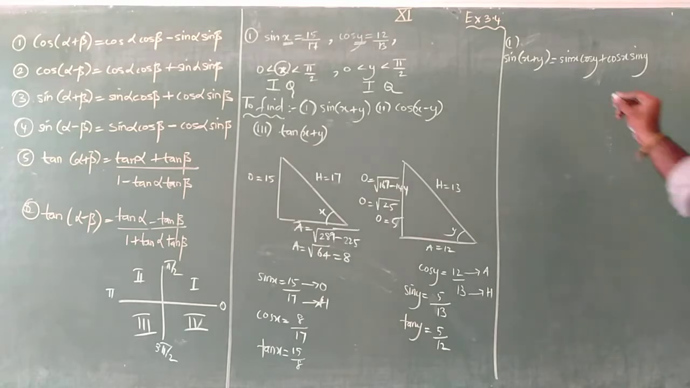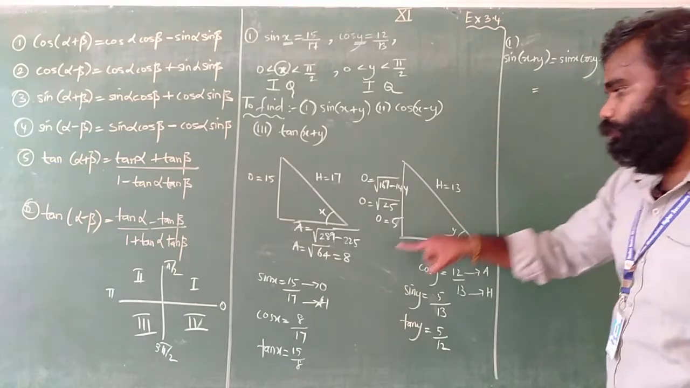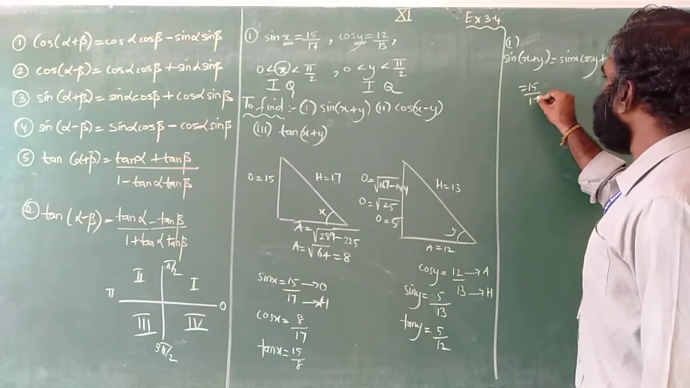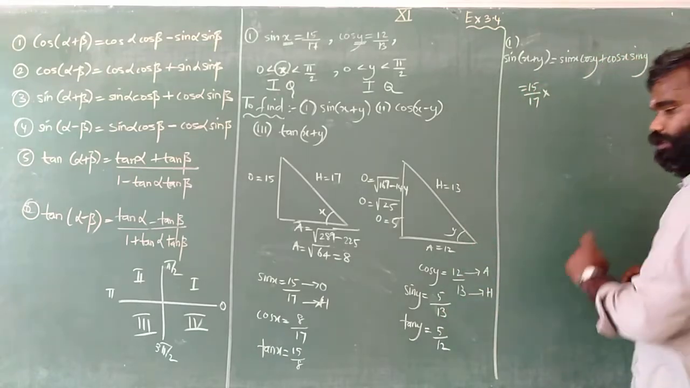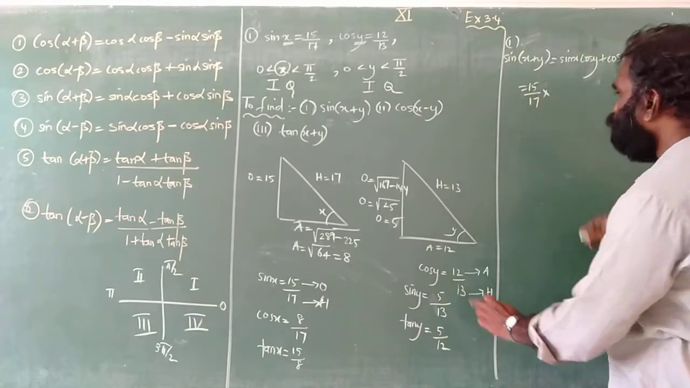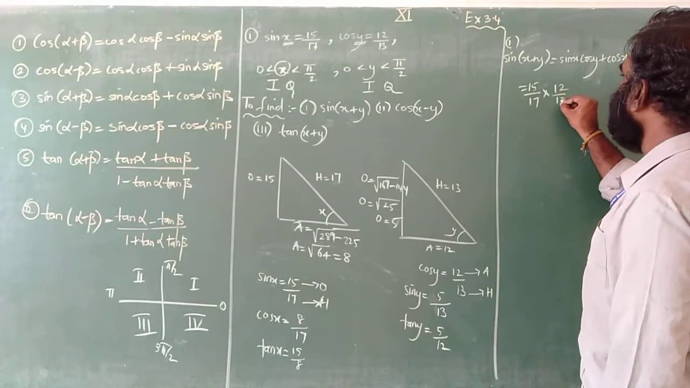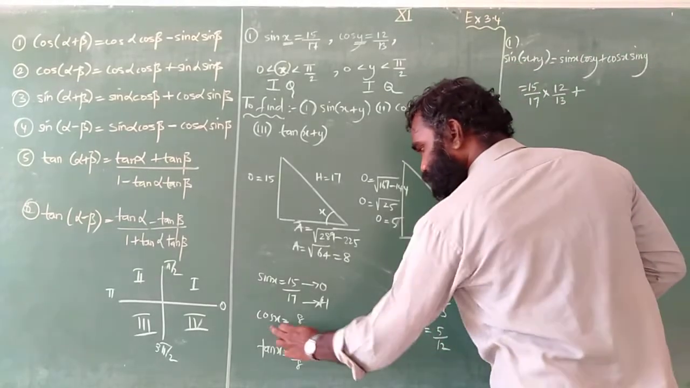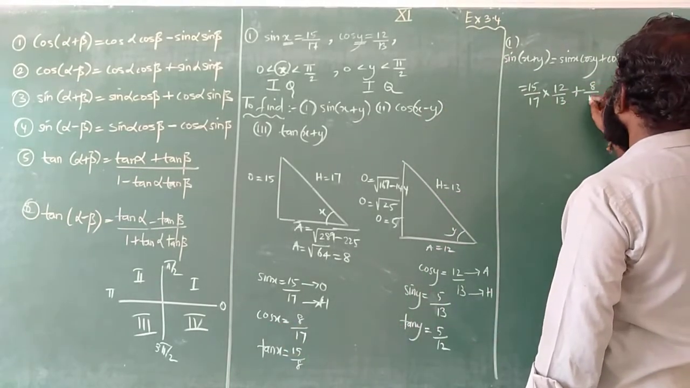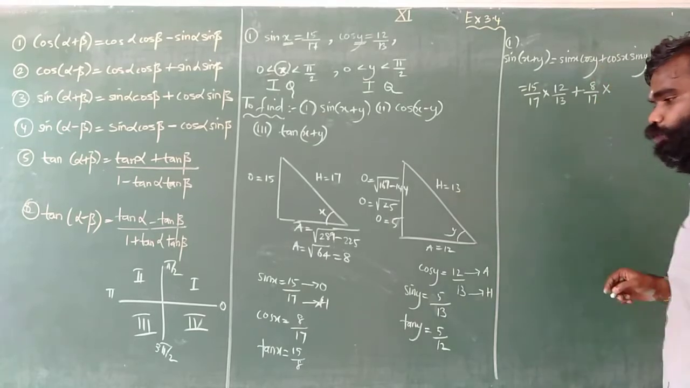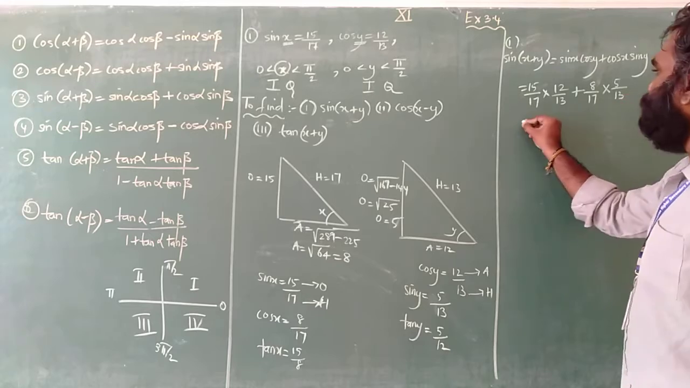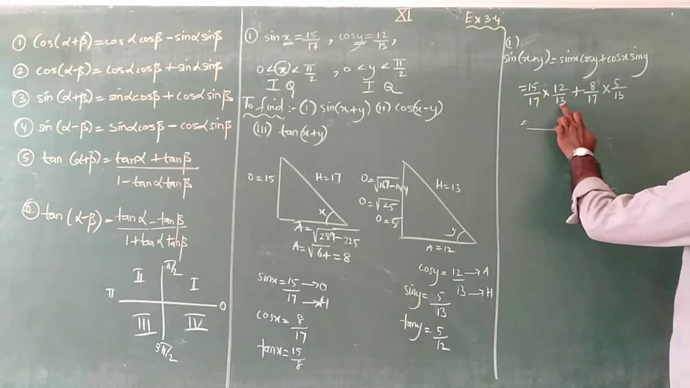So first write sin x. What is sin x here? 15 by 17 into cos y. What is cos y? 12 by 13, plus cos x. What is cos x here? This is cos x, 8 by 17 into sin y. What is sin y? 5 by 13. 5 by 13 divided by 17 into 13.